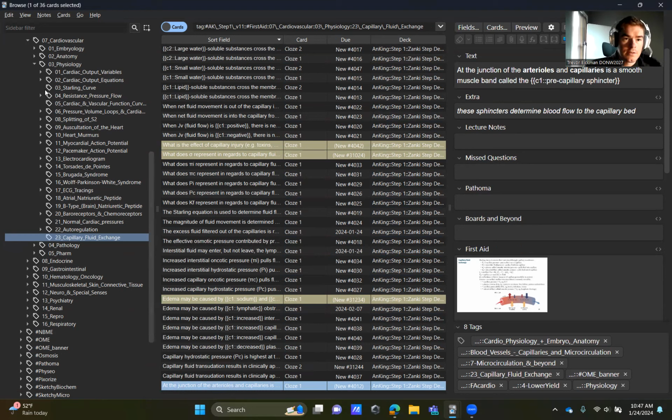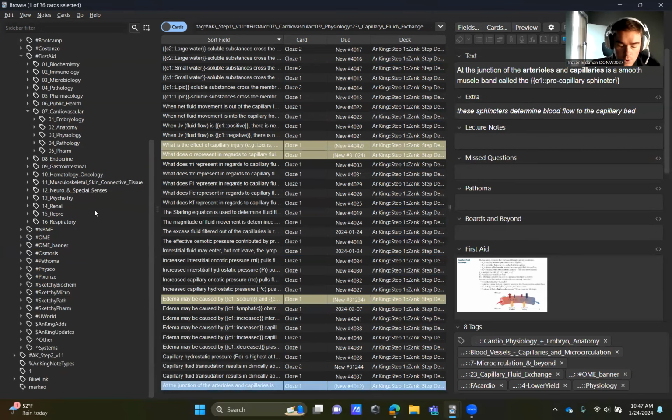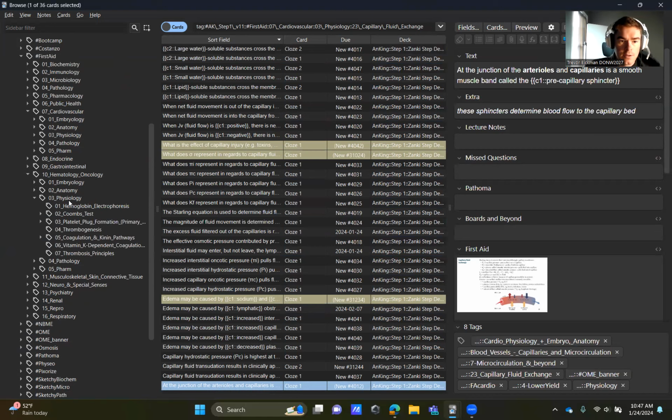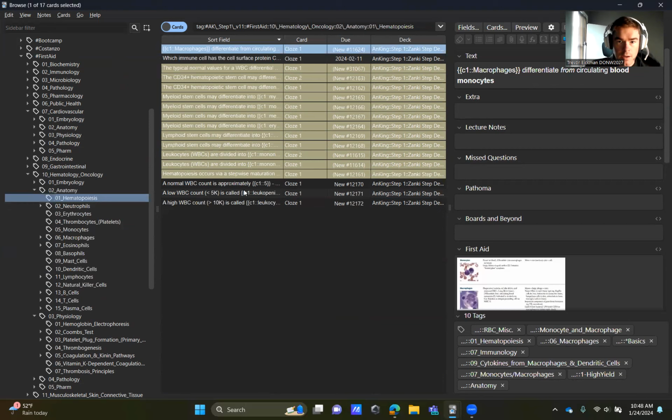Great, so that is it for cardiovascular and the physiology. Next, we're going to jump down to the heme, and this is getting into stuff that Dr. Bosco was going over. So we're going to start in anatomy, and I grabbed some cards here in hematopoiesis.